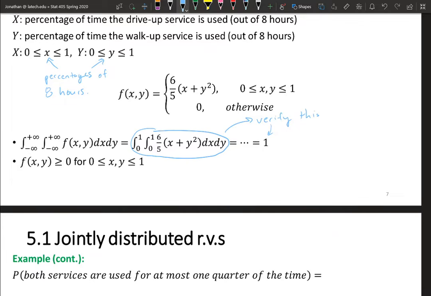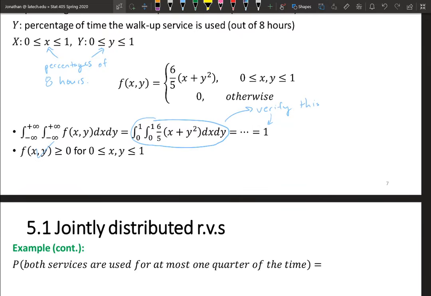And this function is non-negative because x is greater than 0. If I plug in x to my function, and y squared is always non-negative, this would be a positive function. So we're good to go as far as being non-negative. And we didn't quite finish all the steps, but I'll let you verify that the integral turns out to be 1.